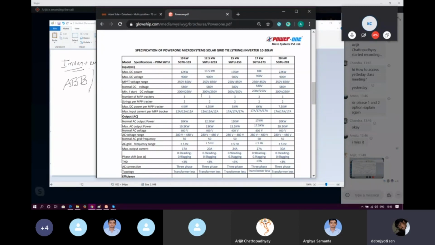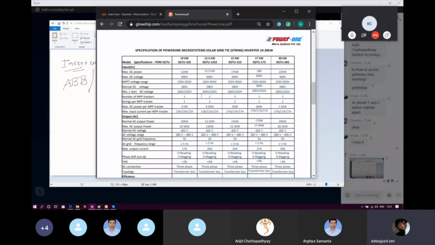That's where the overloading comes in. Even you can see from the first parameter, the maximum DC power. For a 10 kilowatt peak, the maximum DC power you can feed is 12 kilowatt peak. What I was saying, 20 to 25% overloading. So from the DC side, we can overload it. Even for a 12 kilowatt peak design, we can select a 10 kilowatt peak inverter.